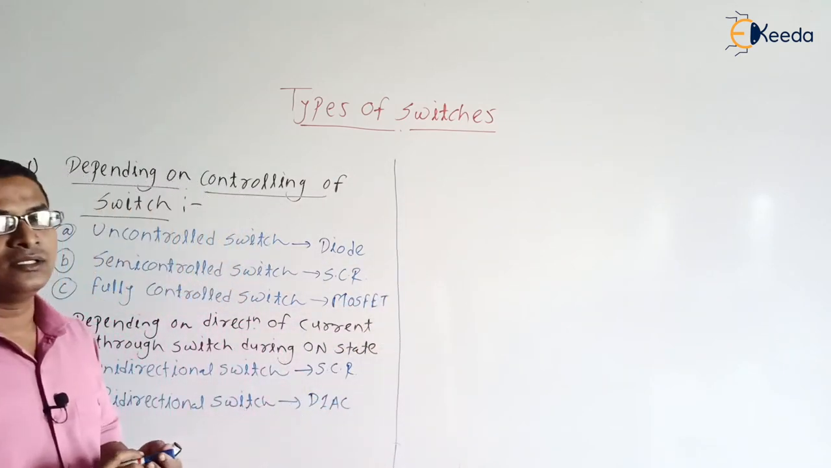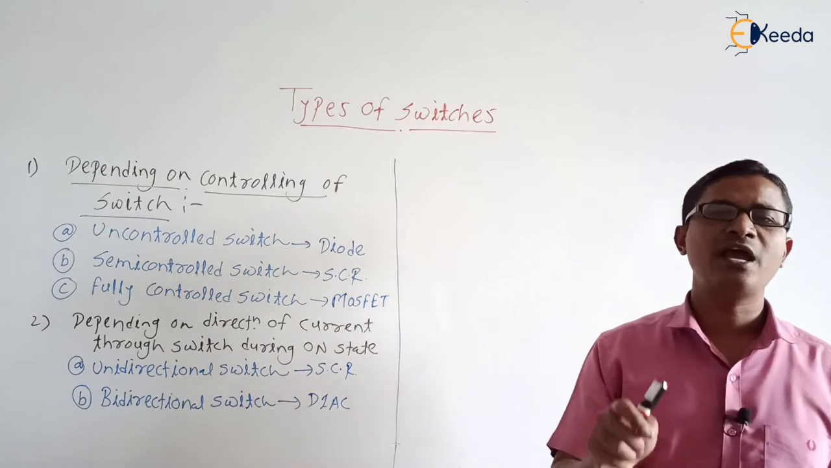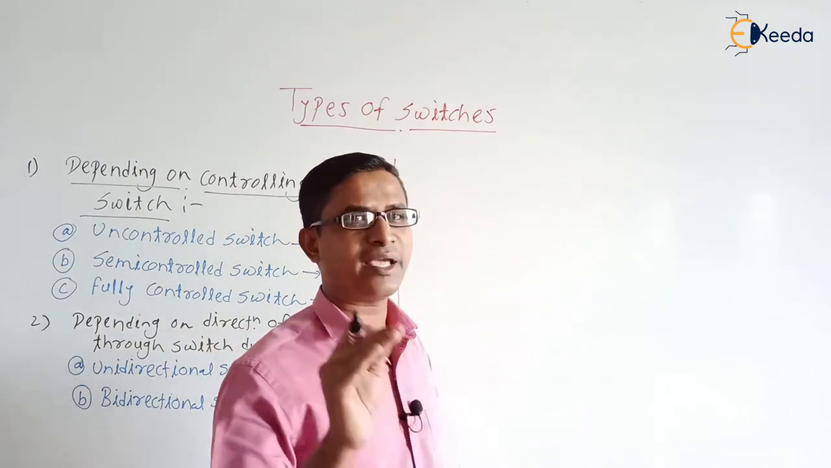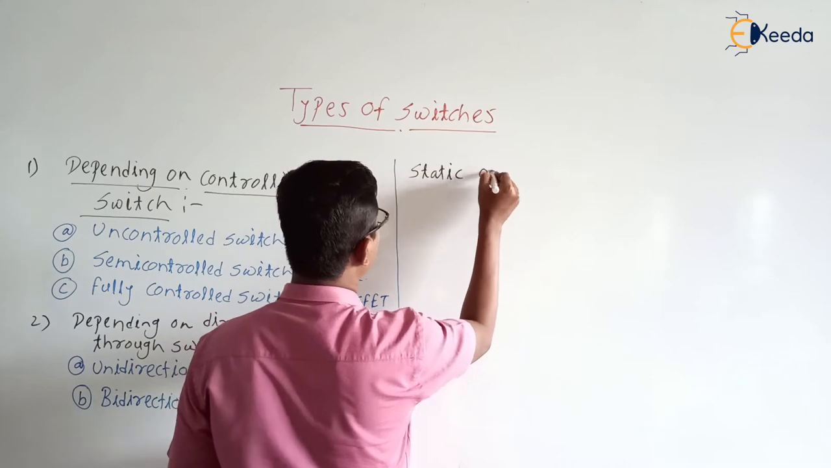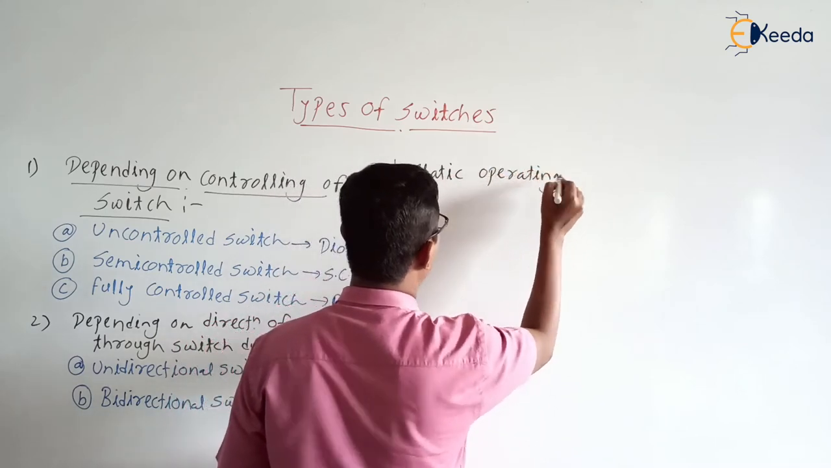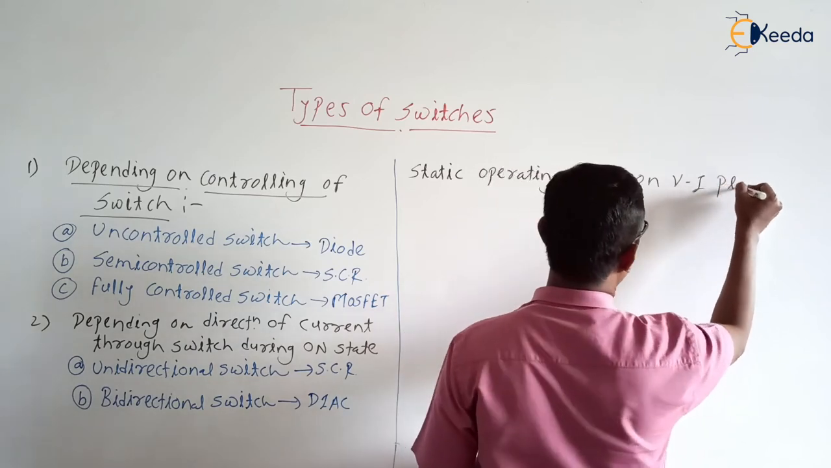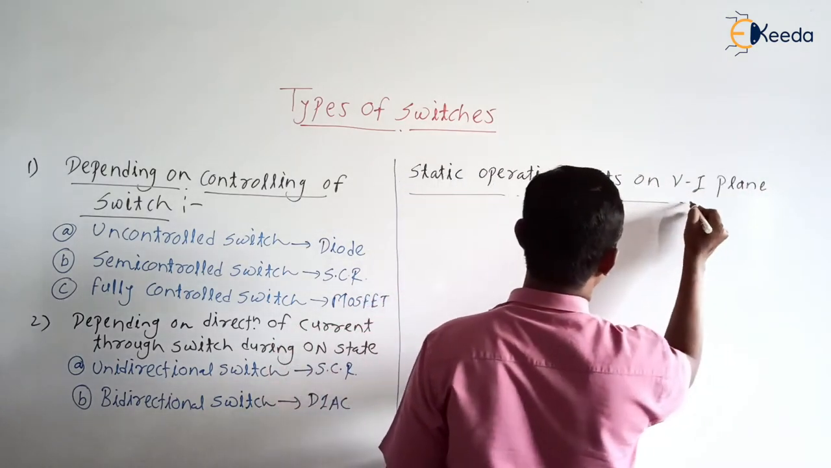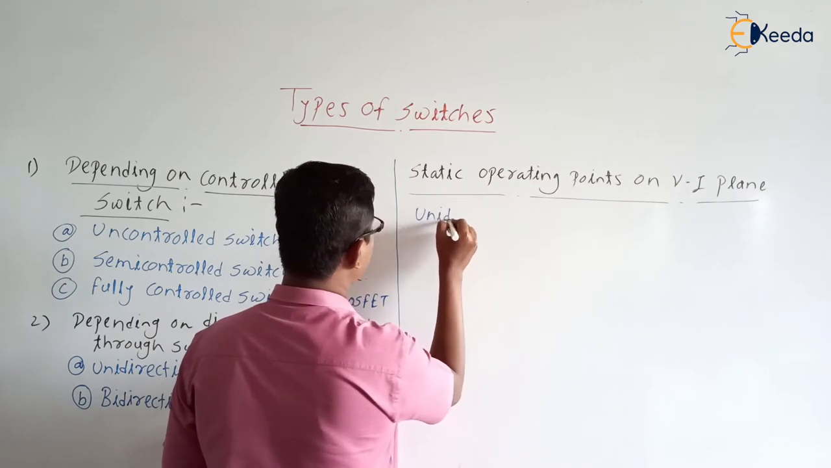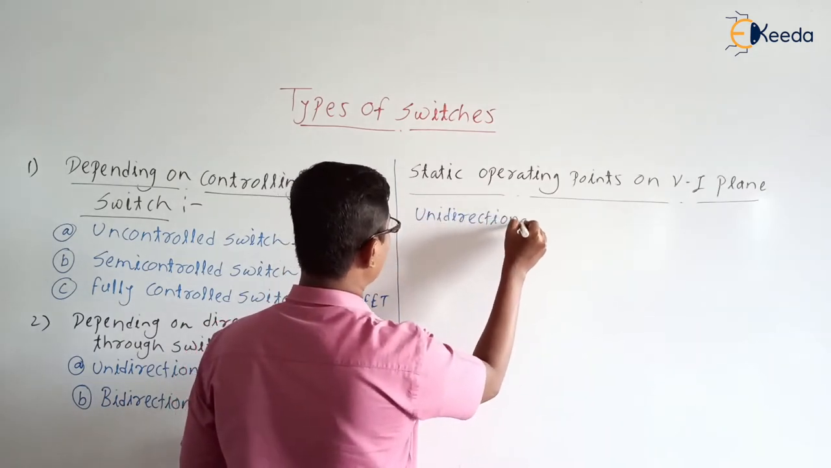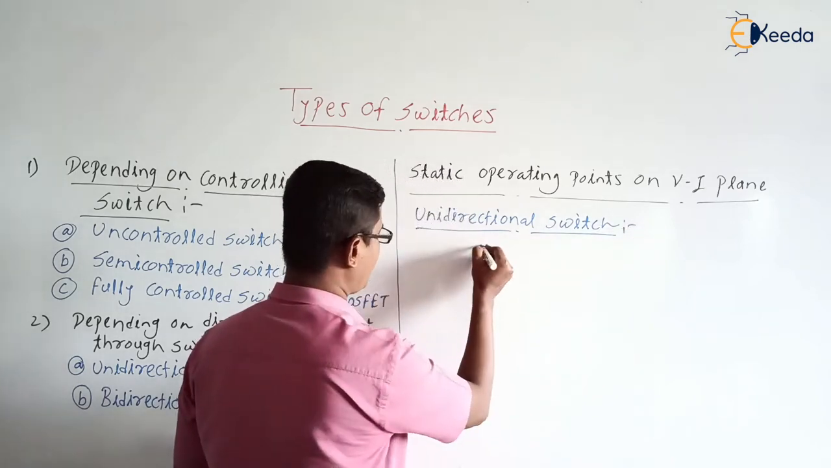Next, related with the unidirectional and bidirectional, we need to discuss the static operating points on the VI plane also. They have asked questions on this in the GATE examination. This is a very, very important point. So let us discuss static operating points on the VI plane. Where will the static operating points on the VI plane be for a unidirectional switch? First one is for unidirectional switch.